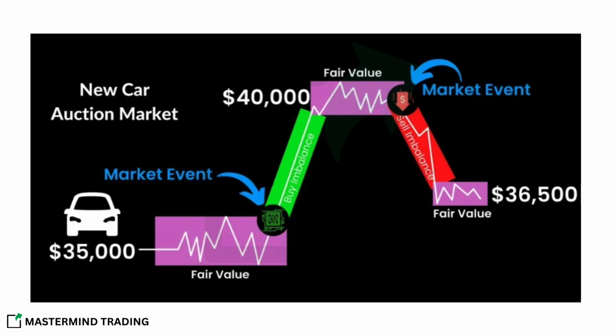So let's say that the current fair value for the price of an automobile is $35,000 per vehicle. That is the current fair value. That is the state of balance in the market. Now, what Dr. Peters is trying to say is that an external event, like a market event, a news item, a government policy or something, can change this. So let's say that all of a sudden there's news that the government is going to ban other means of transportation, leaving only vehicles as the only available means of transportation.